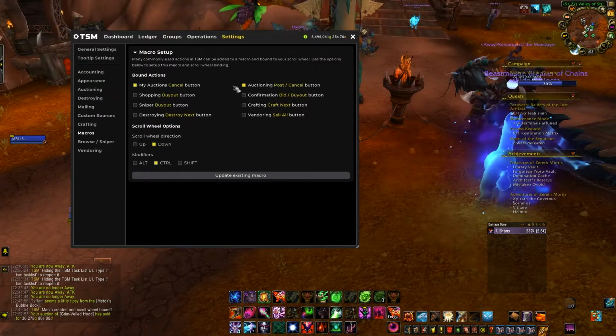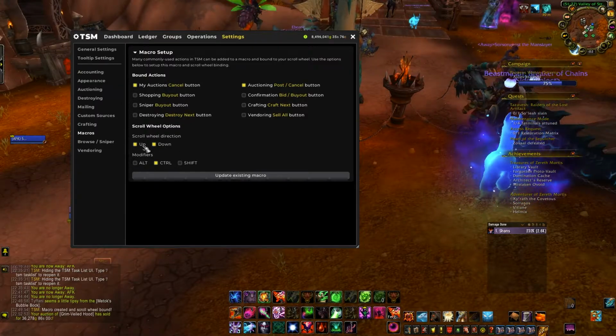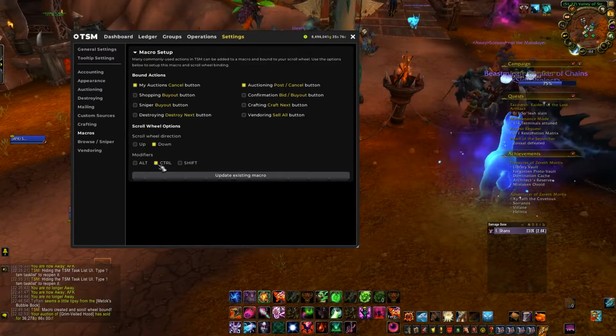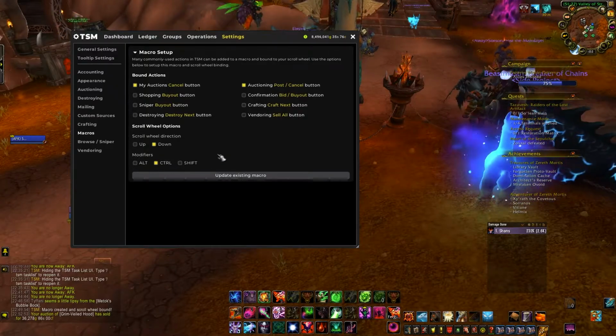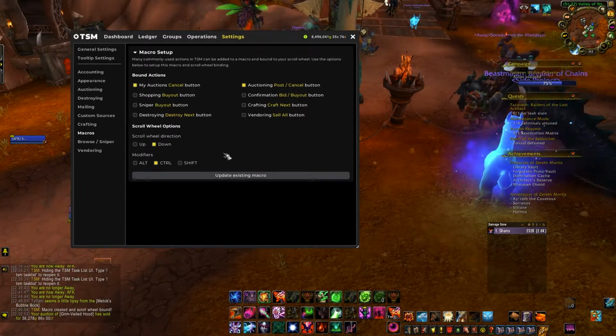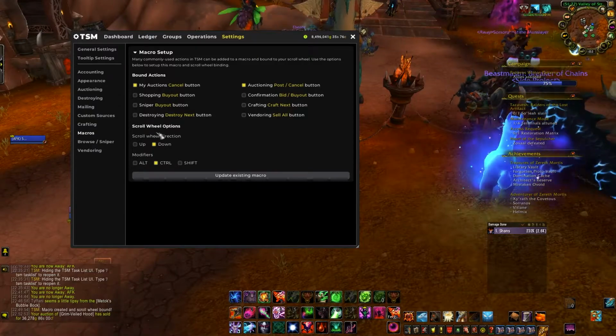For now, I have these set up for the scroll wheel down. You can actually select both if you want. I have a modifier because I just like to have one to click. And so this will allow me to move faster when I want to cancel or post items. And I'll demonstrate that later on.